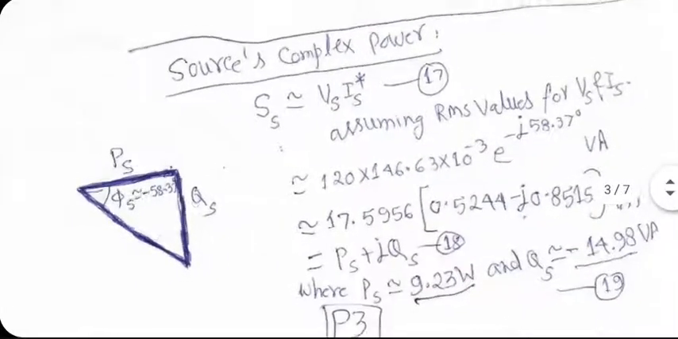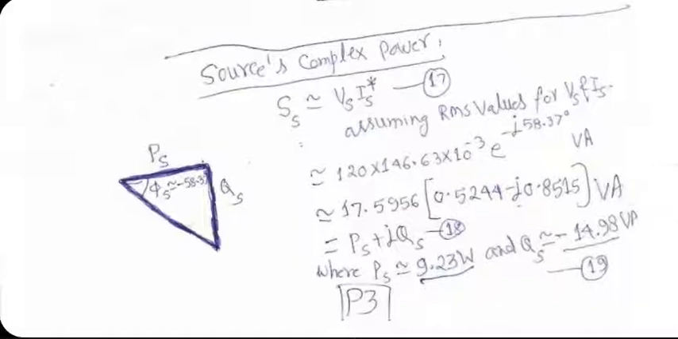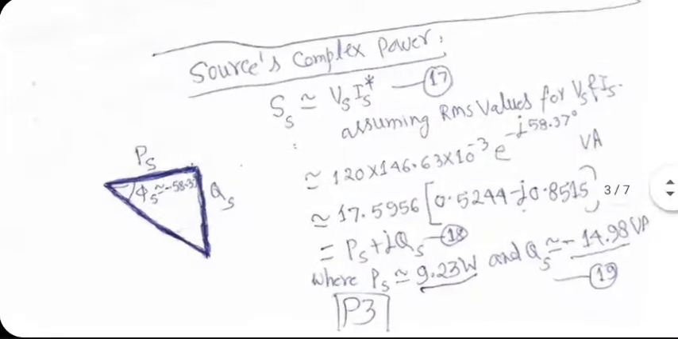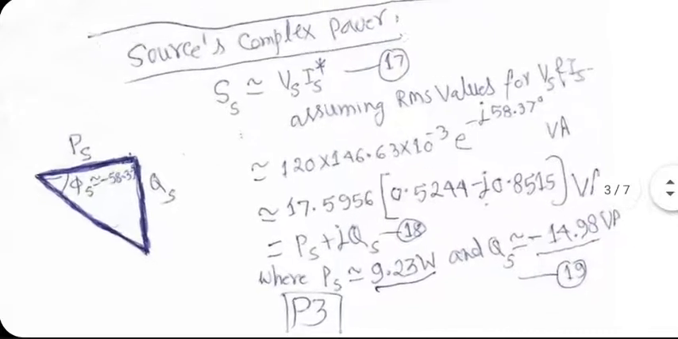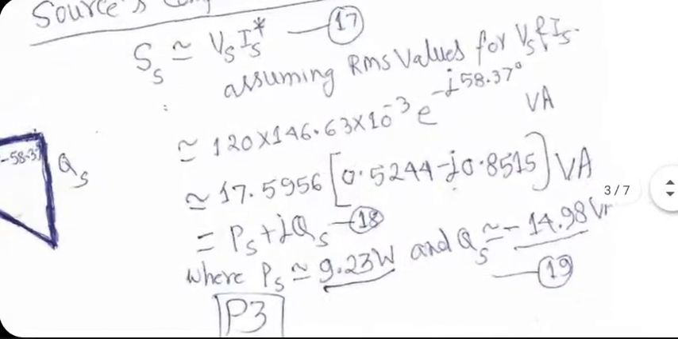So the complex power delivered by the source has got a real part. You will verify these numbers, I'm sure, later. But supposing my calculations are right, then the real power delivered by the source is 9.23 watt approximately. And the reactive power is minus 14.98 VAR.